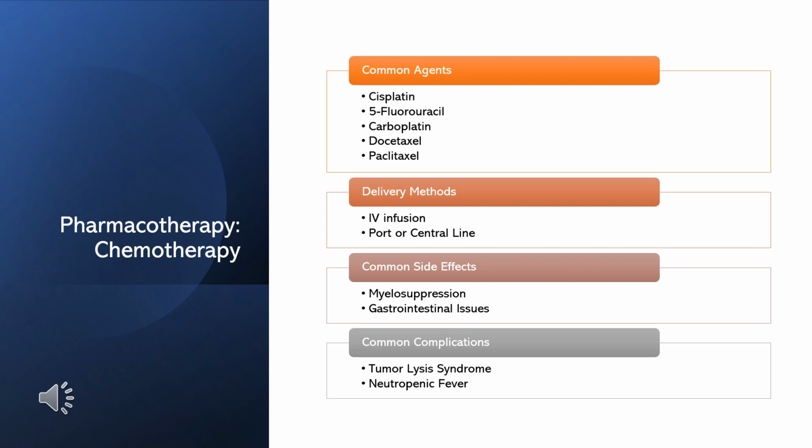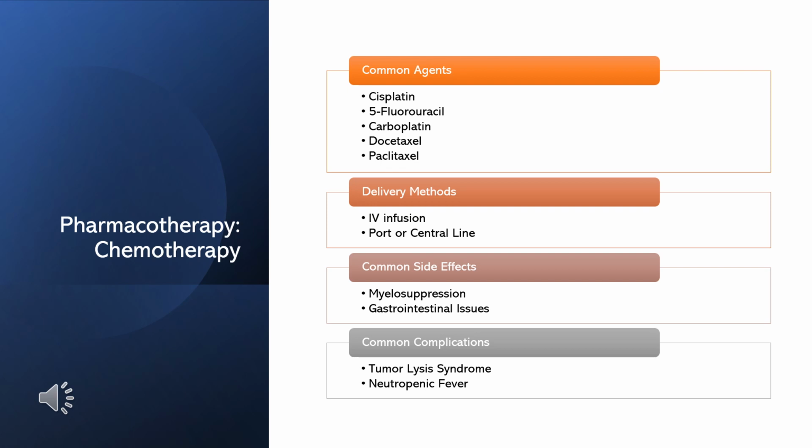Common complications from chemotherapy are things like tumor lysis syndrome. Tumor lysis syndrome occurs when tumor cells release their contents into the bloodstream, either spontaneously or in response to therapy. And this can lead to hyperuricemia, hyperkalemia, hyperphosphatemia, and hypocalcemia. So make sure you're monitoring for any electrolyte imbalances. We could also end up with a neutropenic fever.